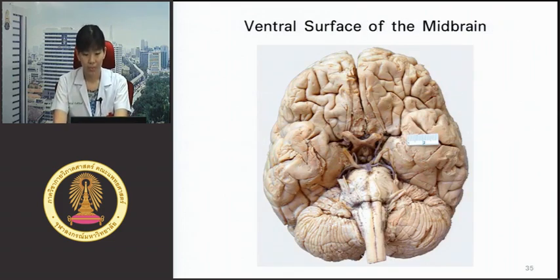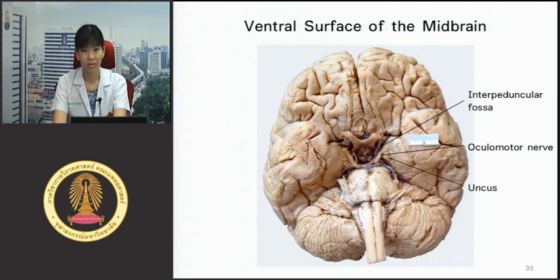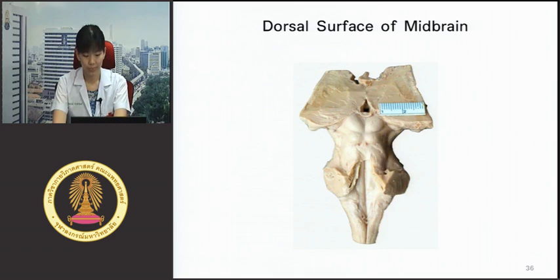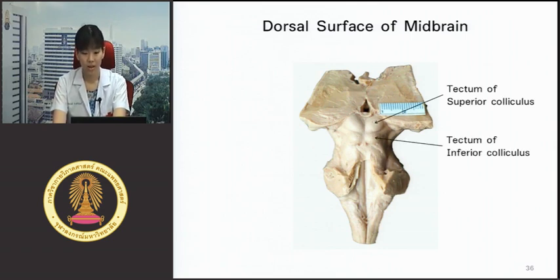Ventral surface of the midbrain at the interpeduncular fossa shows the oculomotor nerve exiting the base of the midbrain close to the uncus of the temporal lobe. Dorsal surface of the midbrain shows tectum of superior colliculus and tectum of inferior colliculus.